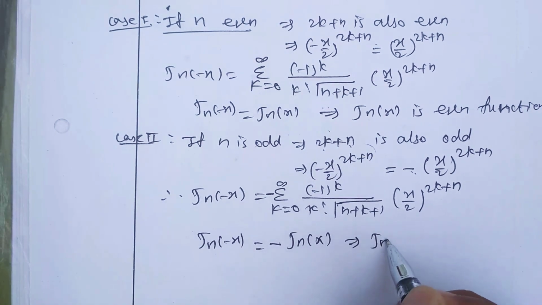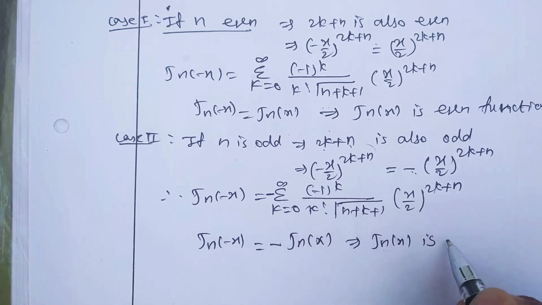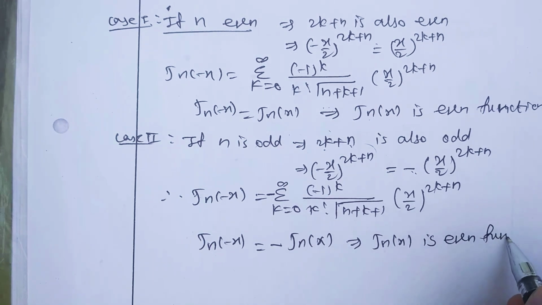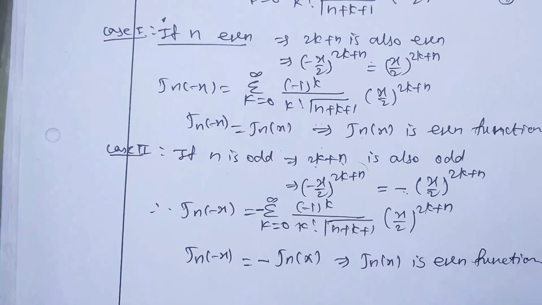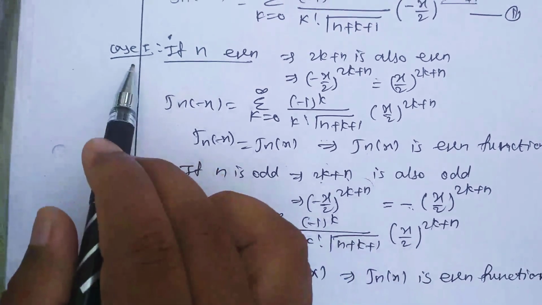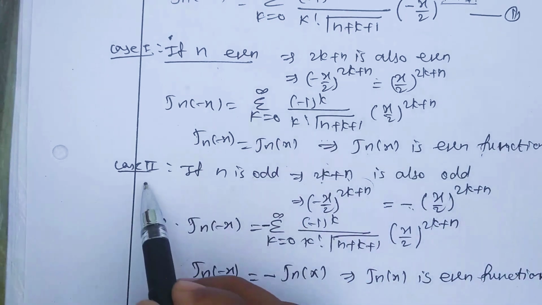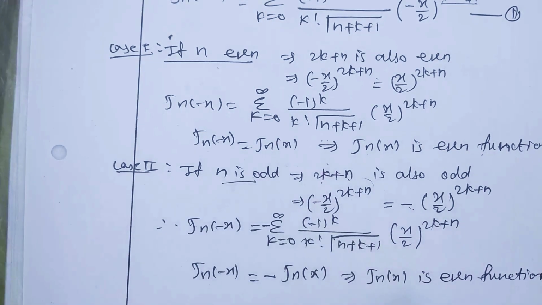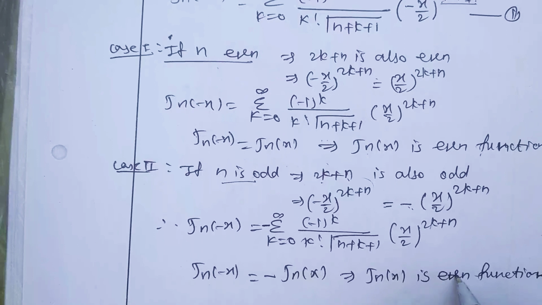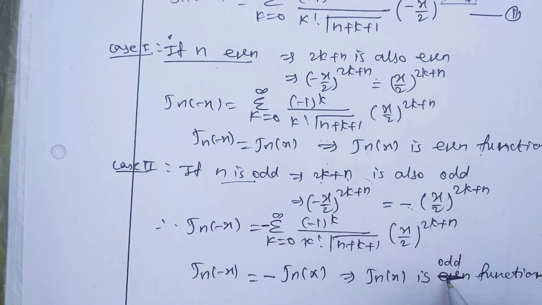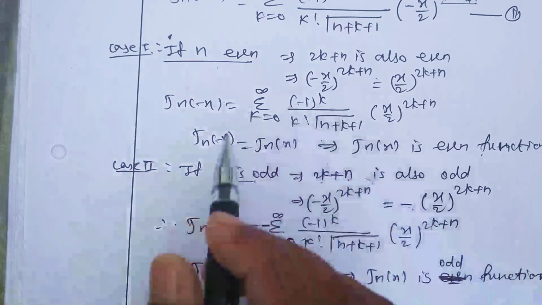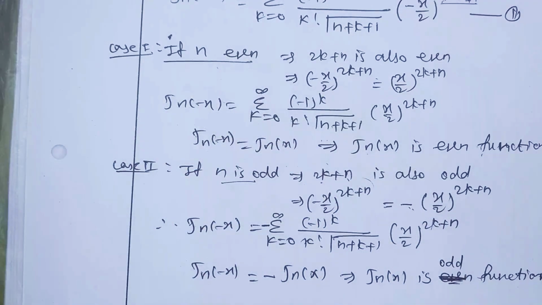This implies Jn of x is an odd function. So we prove here, for the case n is even, this Jn of x is an even function, and for the case n is odd, Jn of x is not even, it is an odd function. So this is the proof of this example.